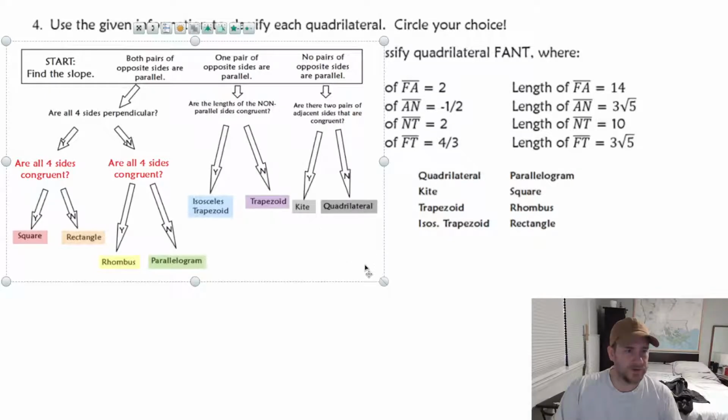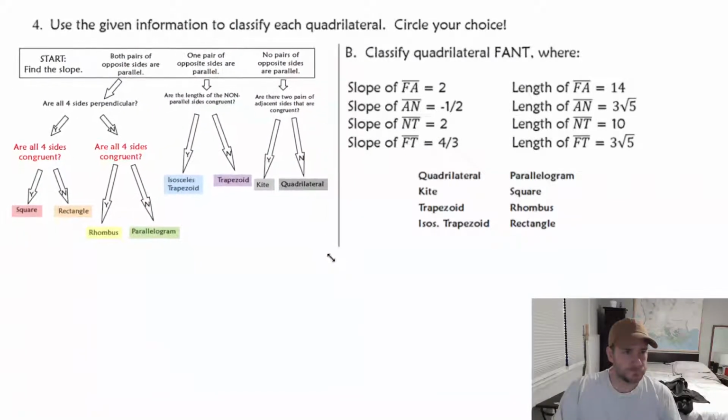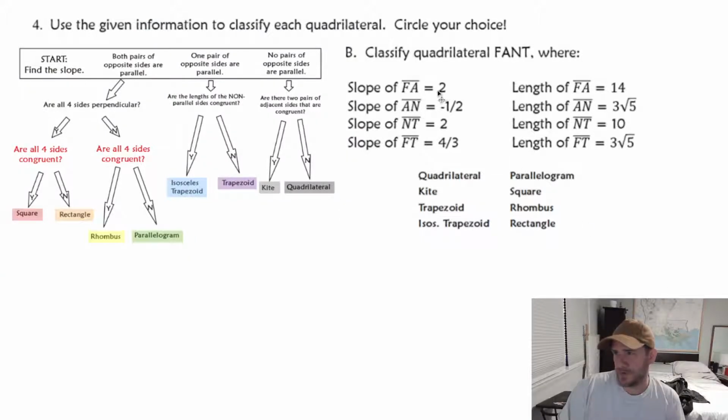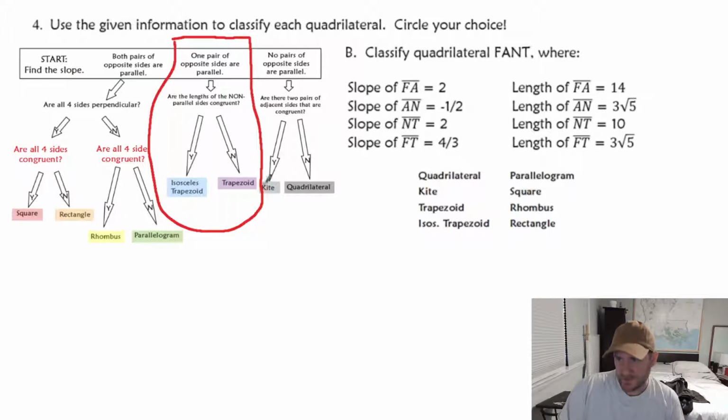Doesn't quite fit, does it? Okay. So looking at our slopes this time, I've got 1 pair of congruent slopes, the 2 and the 2. Then the other 2 are different. So that immediately tells me we're coming down the middle of our chart, and we're going to be a trapezoid, either a trapezoid or an isosceles trapezoid. Kite's out, quadrilateral's out.